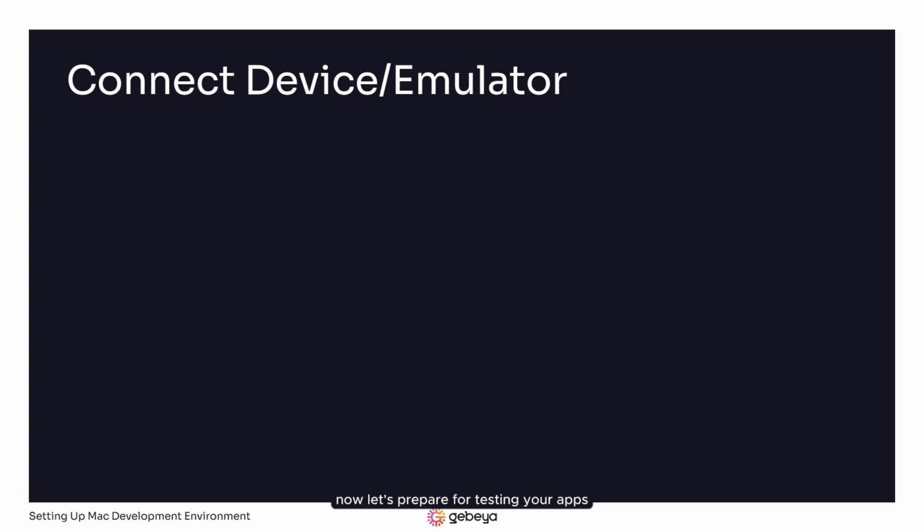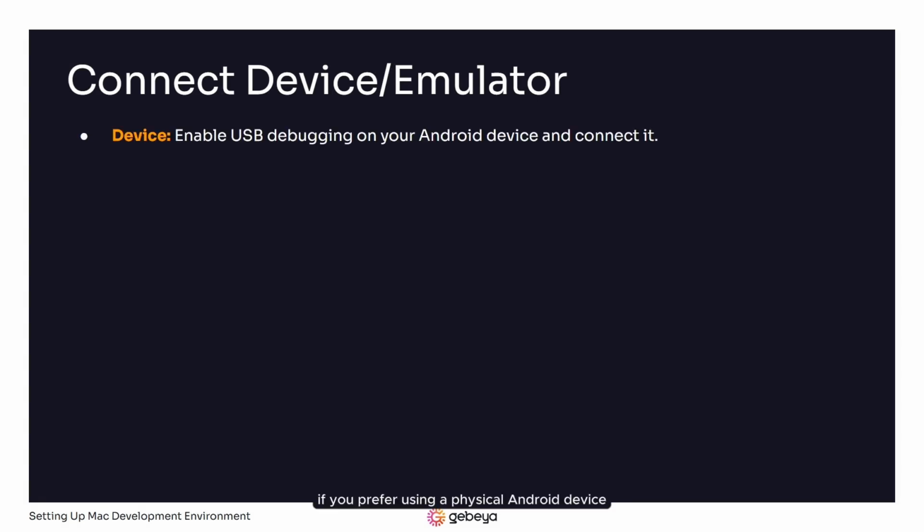Now, let's prepare for testing your apps by connecting a device or setting up an emulator. If you prefer using a physical Android device, enable USB debugging on your device through the developer options. Then connect it to your Mac using a USB cable. If you prefer using an emulator, open Android Studio and use the AVD Manager to set up and configure an Android emulator. This will allow you to test your apps on various device configurations without needing a physical device.